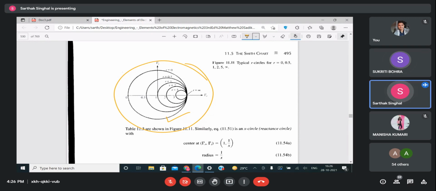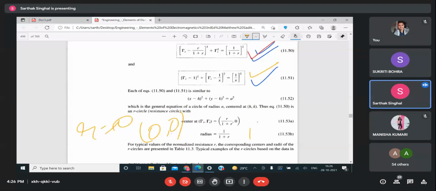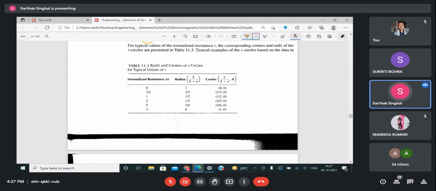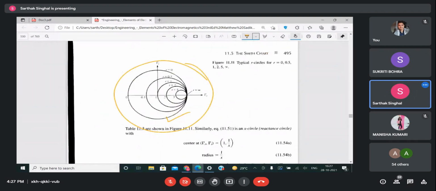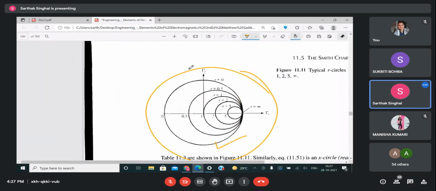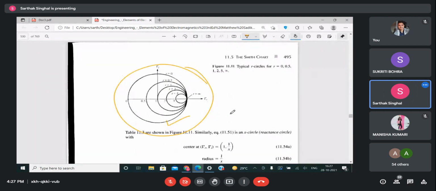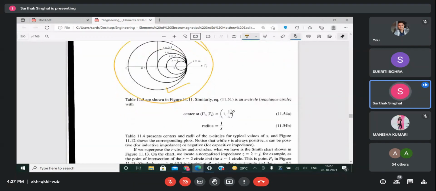Yes, sir. And what about the value of 2? When you are taking R equal to 2, will the center shift towards the right hand side or the left hand side? Right hand side. Okay. And what will be the radius? Will it be lesser than 1 or greater than 1? Lesser than 1. So will this be like this? Yes, sir.